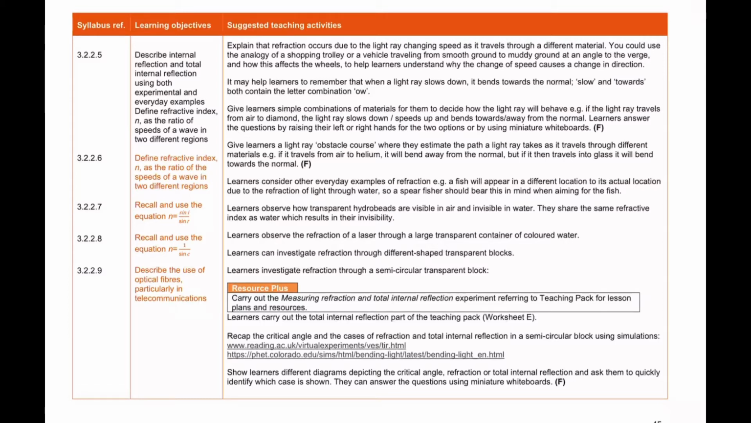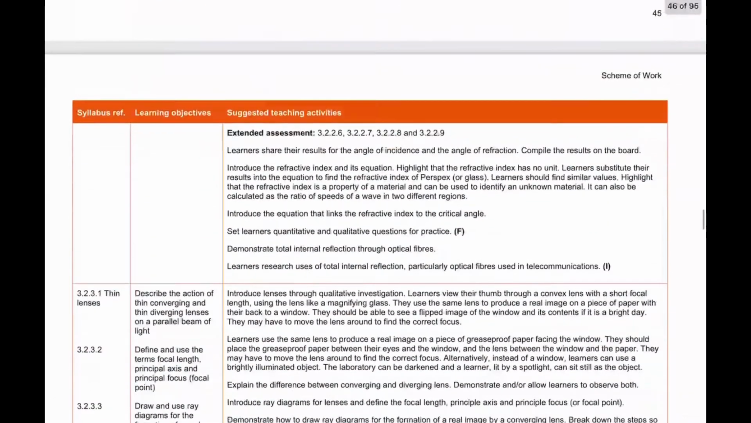Recall and use the equation n equals sine i upon sine r. Recall and use the equation n equals 1 upon sine c. Describe the use of optical fibers, particularly in telecommunications.